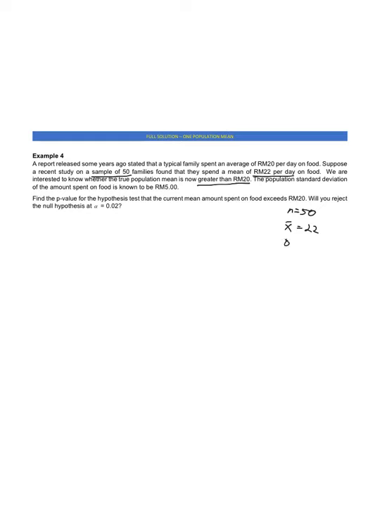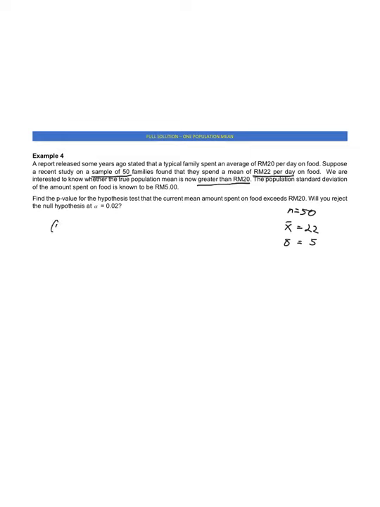Okay, so this one is also the same. The population standard deviation is known, which is equal to 5. Okay, find the p-value to test that the current mean amount spent on food exceeds 20. Will you reject the null hypothesis at alpha equals 0.02?